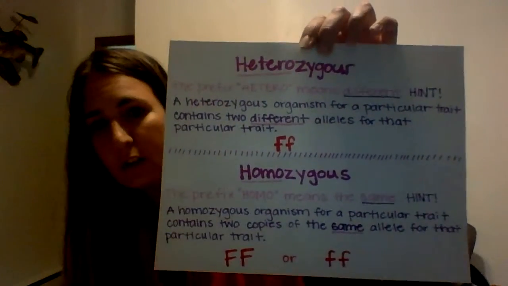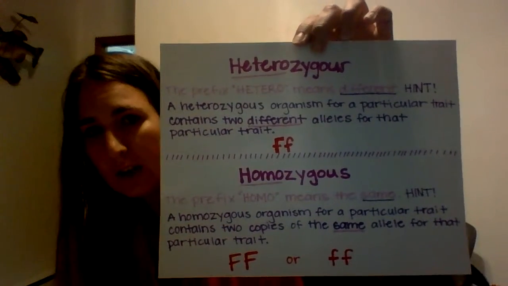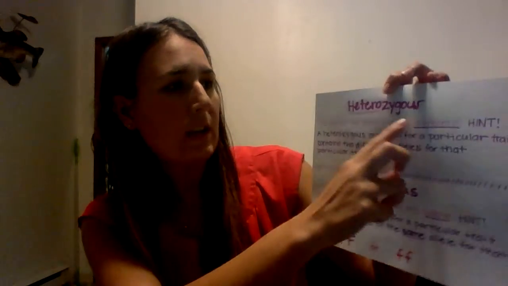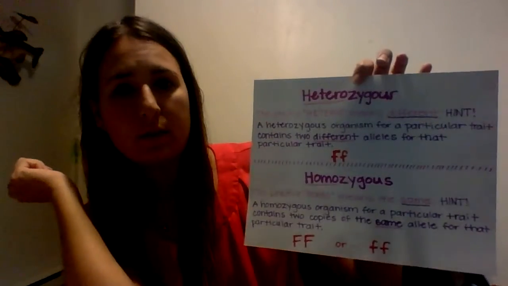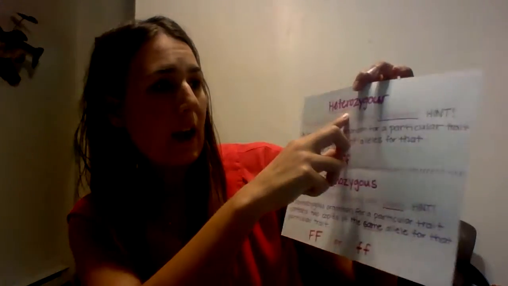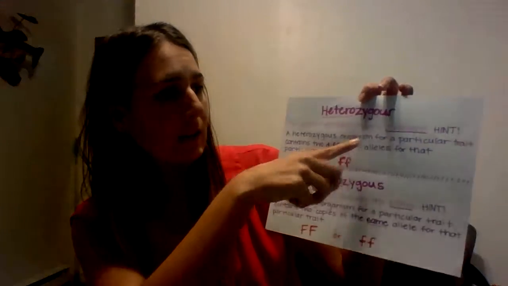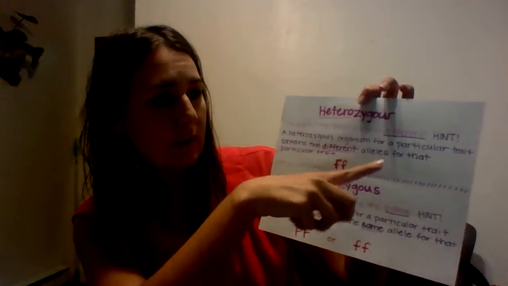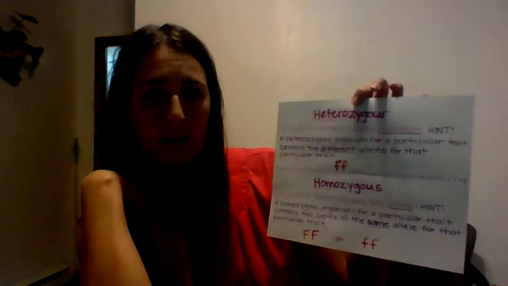And so there are two different types of combinations of genotypes. You can either have a heterozygous genotype or a homozygous genotype. For this one, I also broke down the word so it helps you understand what the word is. Hetero means different, so that is a little bit of a hint. A heterozygous organism for a particular trait contains two different alleles for that particular trait.